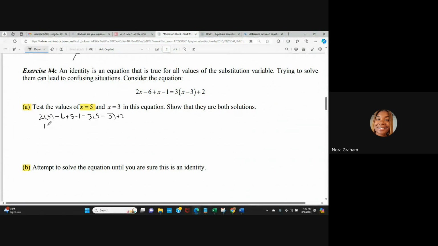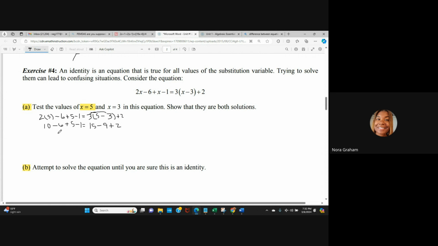2 times 5 is 10, and then minus 6. I'm just going to show all my steps just in case, so I don't get any weird answers. Minus 5 minus 1. I'll do from left to right with that next. For here, I'll just go ahead and distribute because we're already practicing distributing anyways. 3 times 5 is going to be 15. 3 times negative 3 is going to be negative 9. And then plus 2. Now I just move from left to right with addition and subtraction.